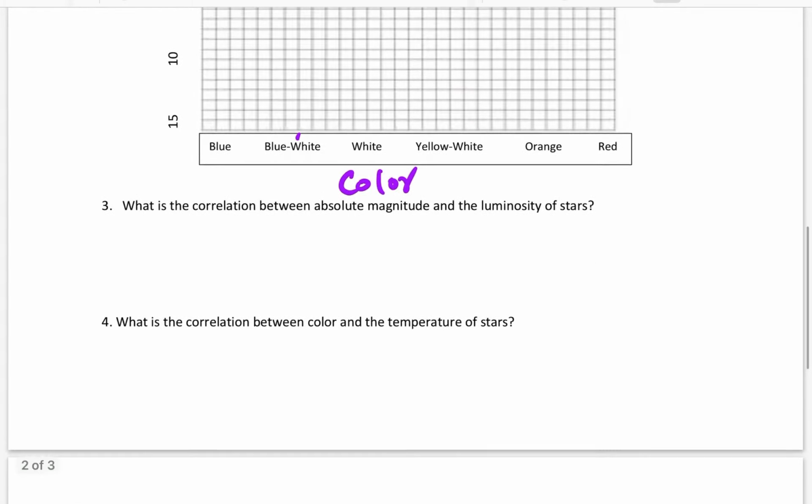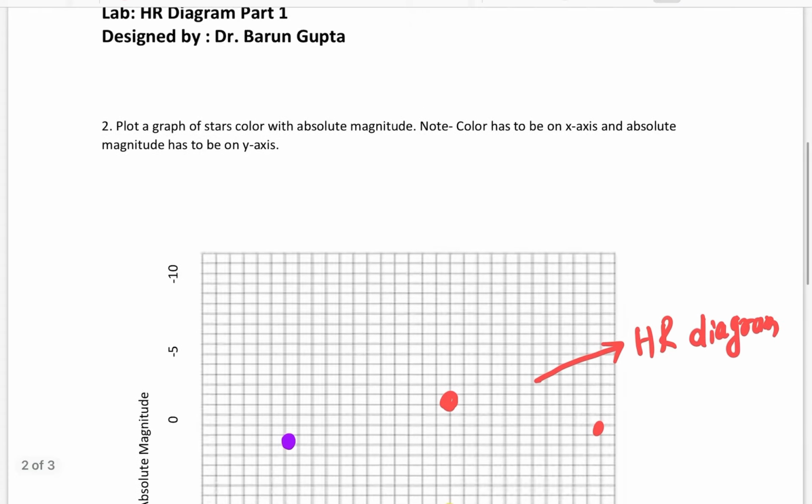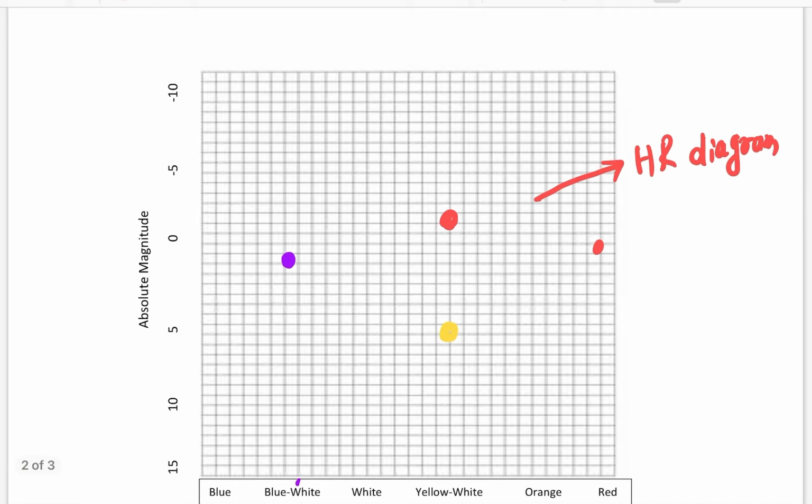So for this part, you have to plot the graph for all the stars. If possible, just write down the name as well. For example, this one was Capella. If possible, just write down the names.